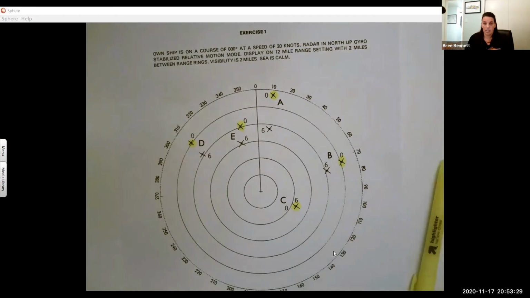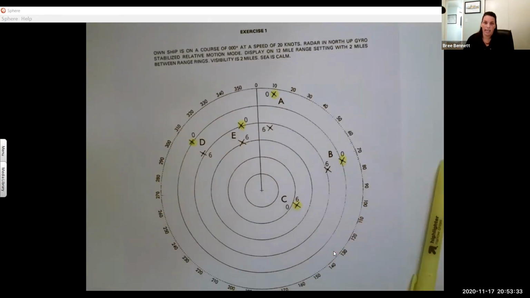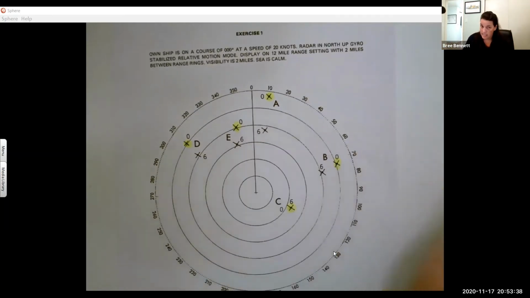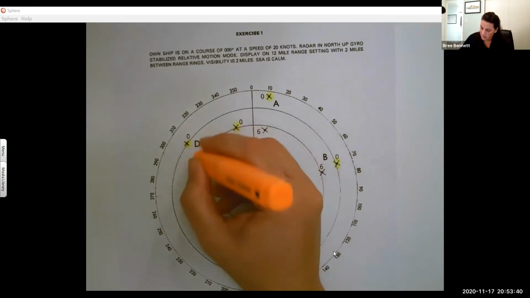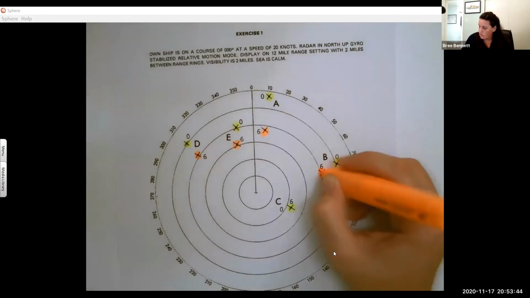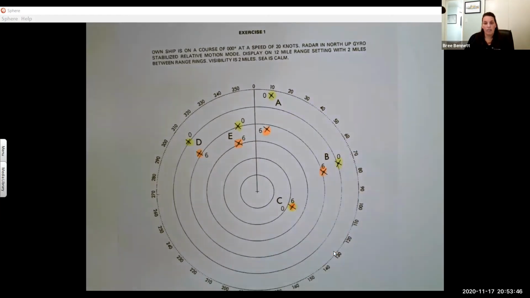Then 6 minutes, so if you just look at the highlights, that's what my radar screen looked like at 12 o'clock. At 12:06, or 6 minutes later, my dots have all moved, and now it looks like that.